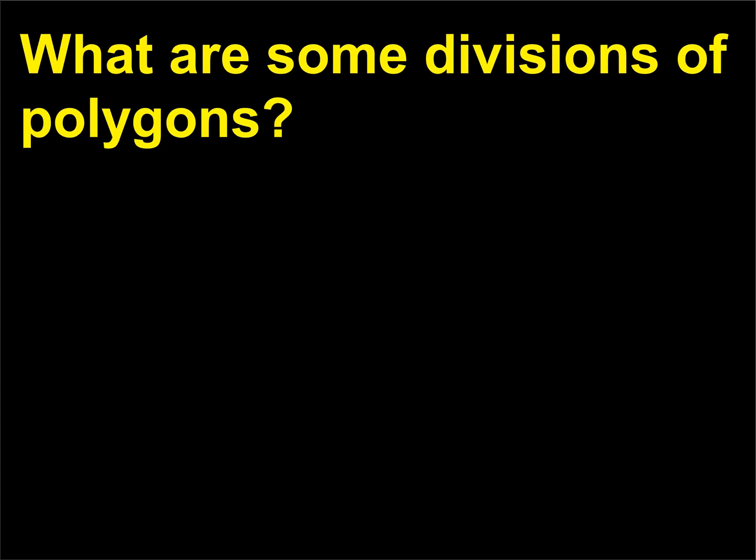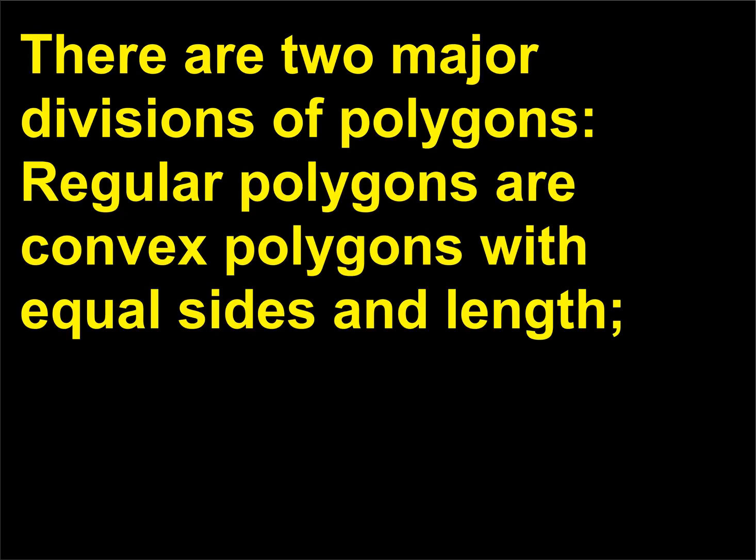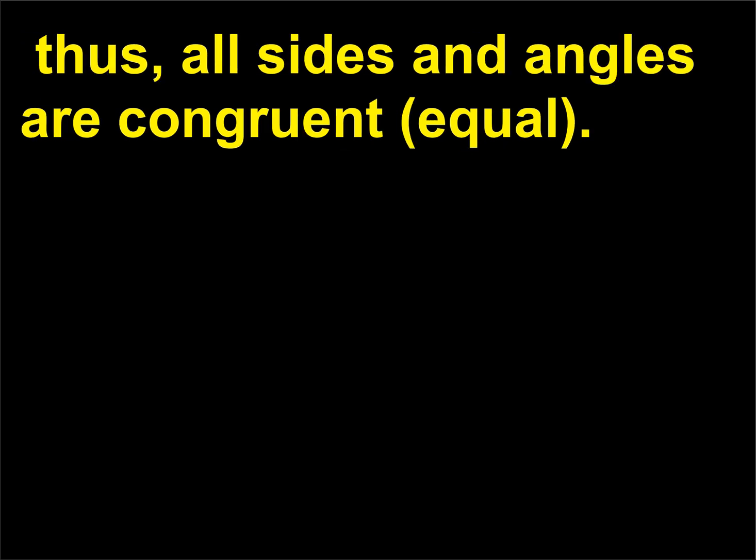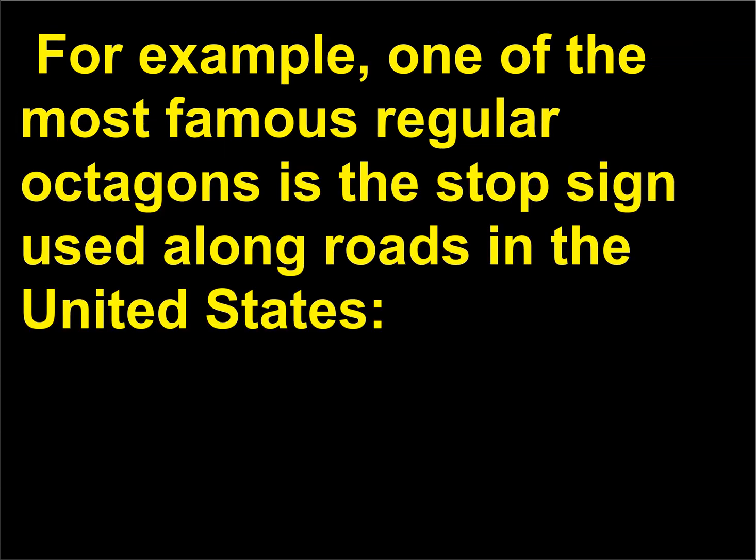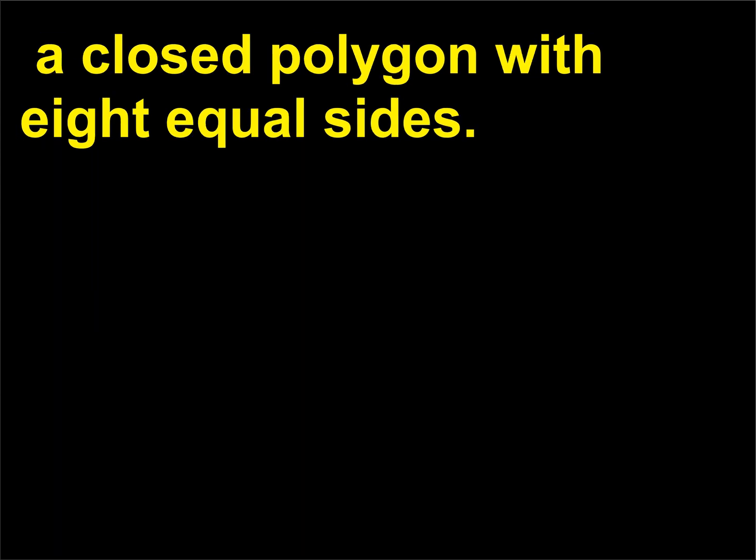What are some divisions of polygons? There are 2 major divisions of polygons. Regular polygons are convex polygons with equal sides and length. Thus, all sides and angles are congruent, equal. For example, one of the most famous regular octagons is the stop sign used along roads in the United States, a closed polygon with 8 equal sides.